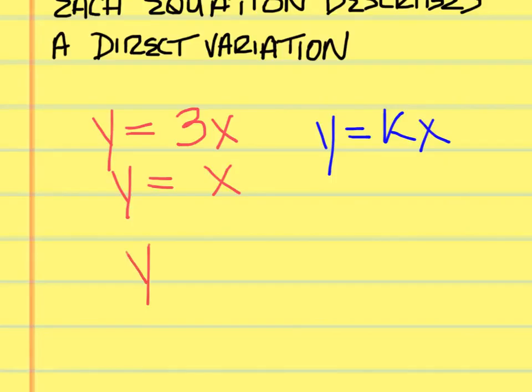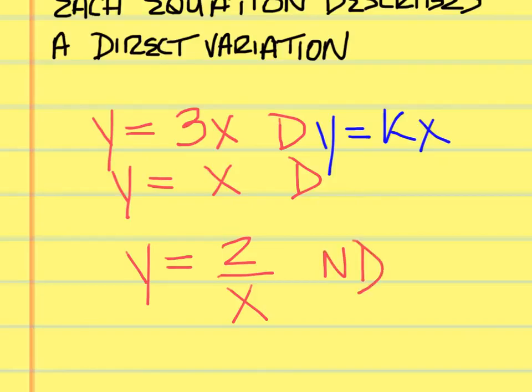Things like that are direct variations. Items like this, y equals 2 over x. Anytime you get an x on the bottom, then it's not going to be a direct variation. This is direct, that's direct, this is not direct. And we're not even going to get into indirect and inverse and joint and combined variations. All you're doing today is direct. It should be very simple.